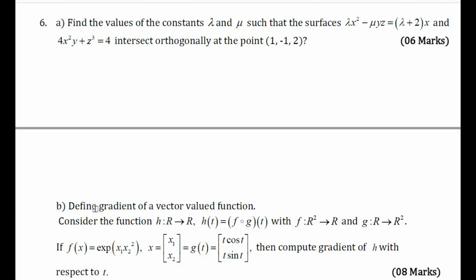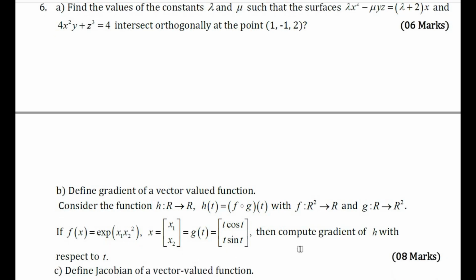Moving on to question number 6b. Define gradient of a vector valued function. Consider the given functions h, f and g. If f is given, you are required to compute the gradient of h with respect to t.